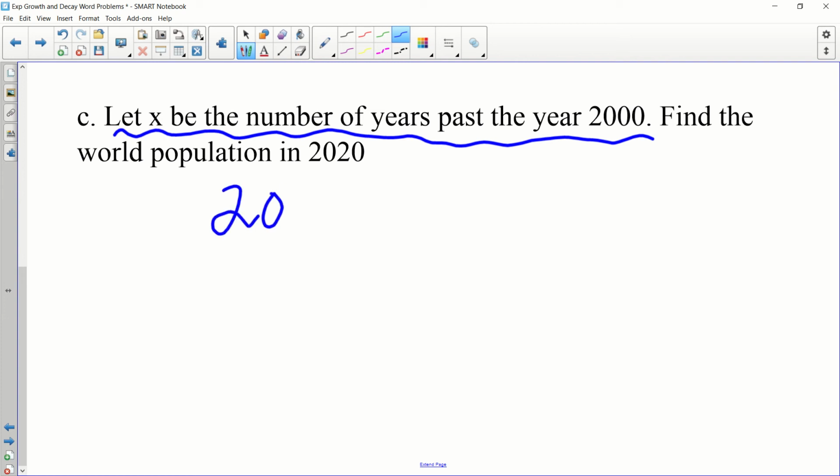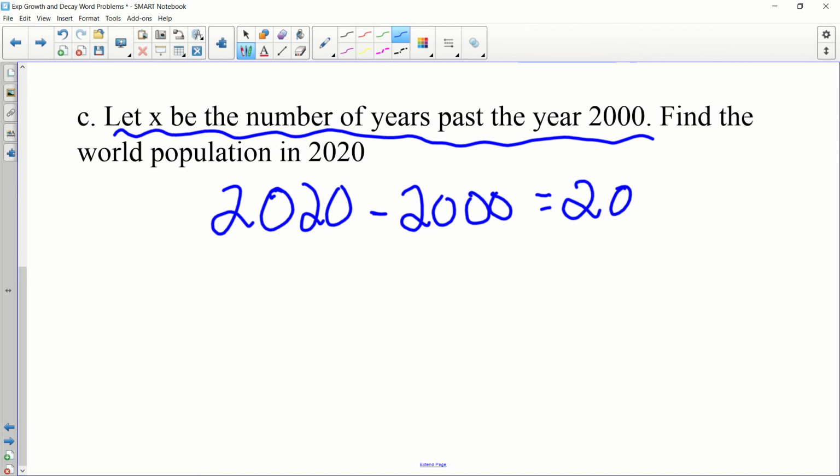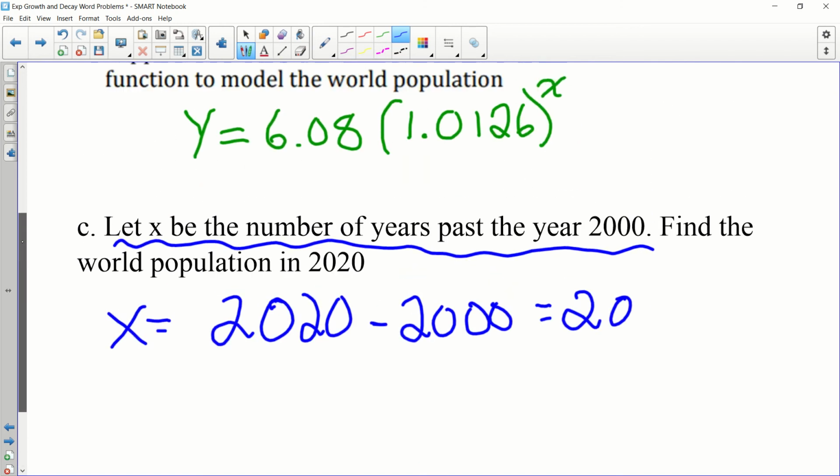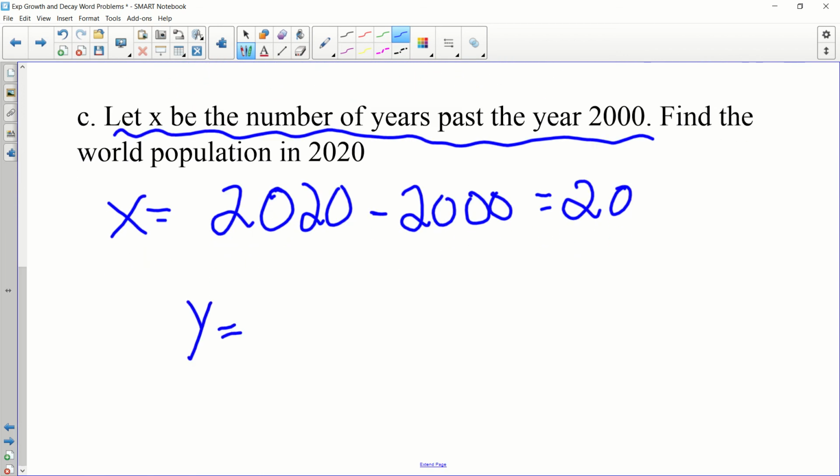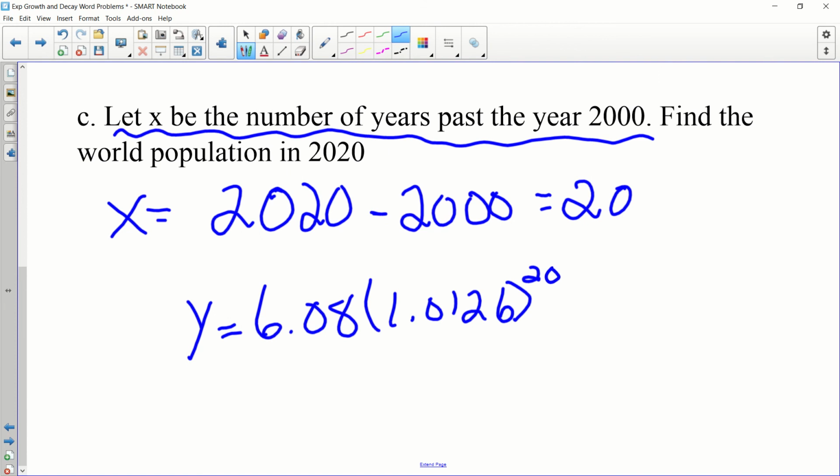So if we're in 2020, and I want the number of years past 2000, I'm going to subtract 2000 to get 20. And that is my x value. So that will be my exponent. So if I scroll up, and remember that's the formula I'm using. So y equals 6.08 times 1.0126. And this time, instead of x, I'm going to put in 20 as my exponent.